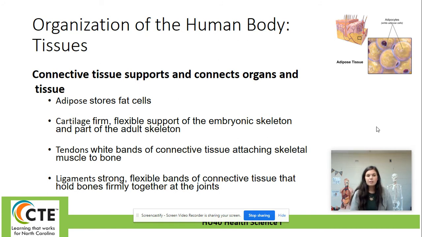Then you have your ligaments. Your ligaments are strong, flexible bands of connective tissue that hold your bones firmly together at the joints. So for example, here we have our skeleton back here, and then from here to here, you would have a ligament that connects your humerus to your clavicle.